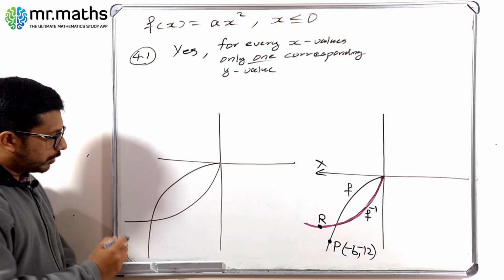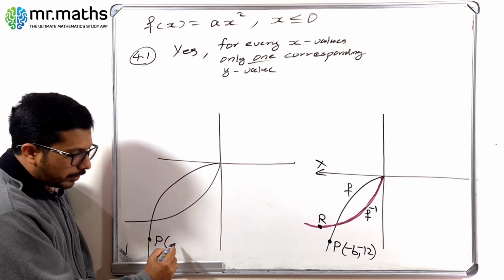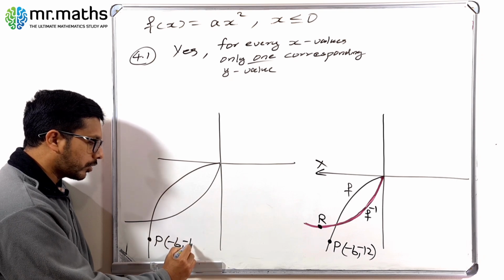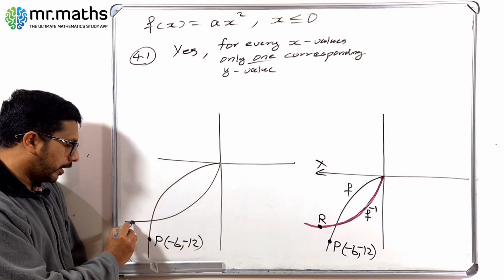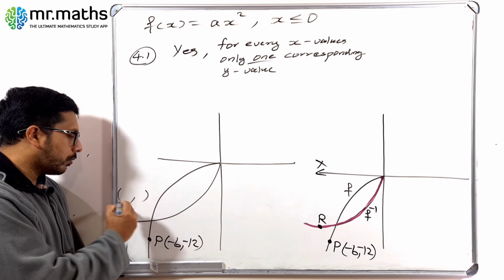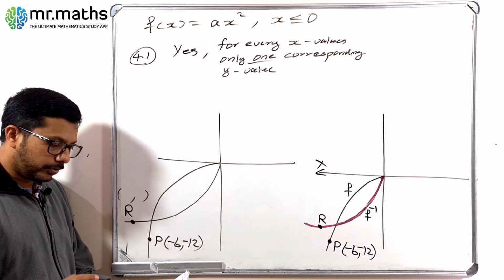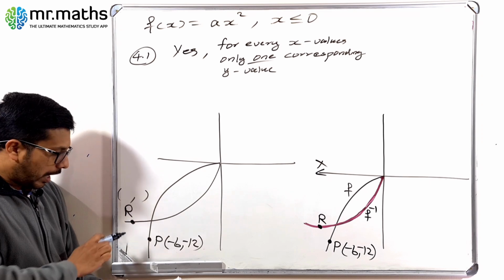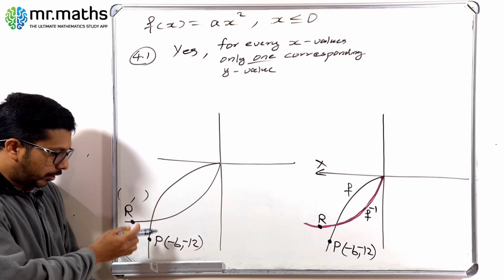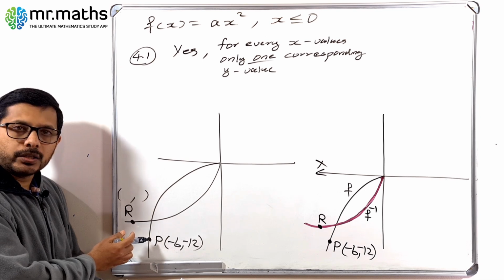Okay, so here this is the point P and it is given as -6 comma -12, and this is the point R. Okay, and what is the question? You have to find the coordinates of this R. Look at that question 4.2. If R is the reflection of P in the line y is equal to x.